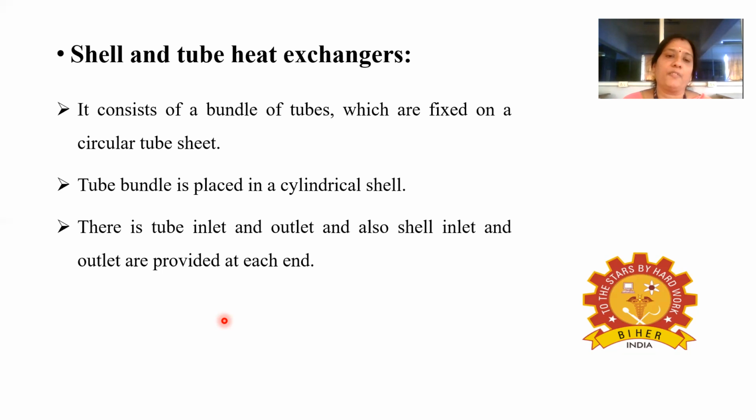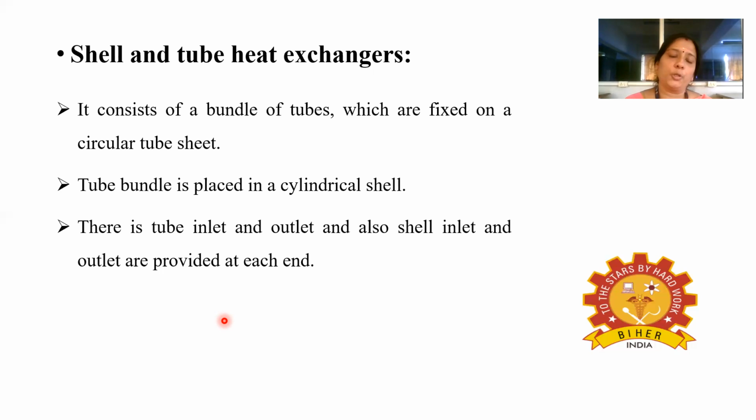Then the processing liquid will be sent to the process, thereby the heat transfer will be taking place and the reaction will be carried out and the production will be carried out. So among these, the shell and tube heat exchanger plays a vital role in the industries. And let us discuss this elaborately. The shell and tube heat exchanger consists of a bundle of tubes. The bundle of tubes will be present, and these tubes will be fixed in the tube sheets.